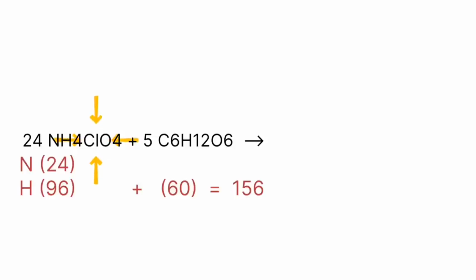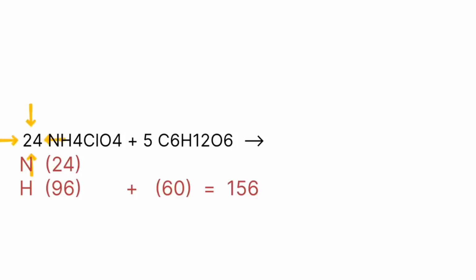Now let's continue moving on down the ammonium perchlorate molecule that I've written out here, NH4ClO4. We already did N, we just did H. Now we're going to go to Cl, that's the chlorine, right? So chlorine, I've got 24, right? There's no other chlorines in here. There's no chlorine in the glucose, right? There's only chlorine in the ammonium perchlorate. So I've got 24 ammonium perchlorates. That means I've got 24 chlorines.